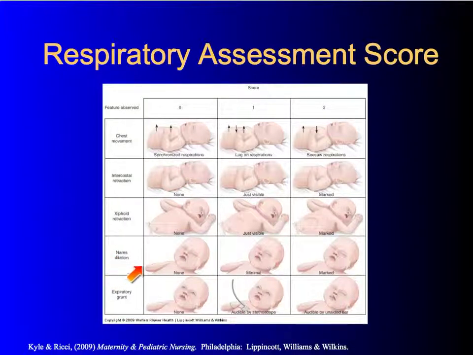The nares dilation, so this is your nasal flaring. If there's none, a 0, minimal, a 1, and 2 if it's marked. And then if there's an expiratory grunt. If there's no expiratory grunt, it's a 0. If it's audible only by stethoscope, that's a 1. And if it's audible by unaided ear, then that's a 2.